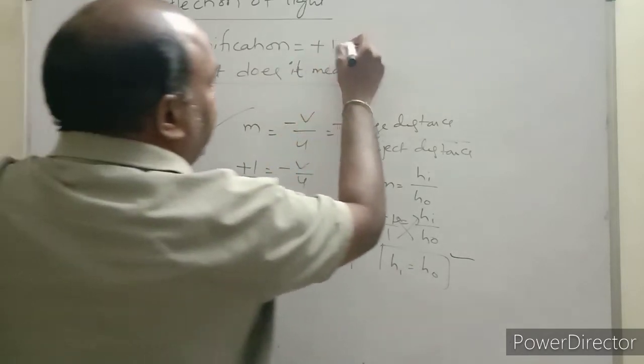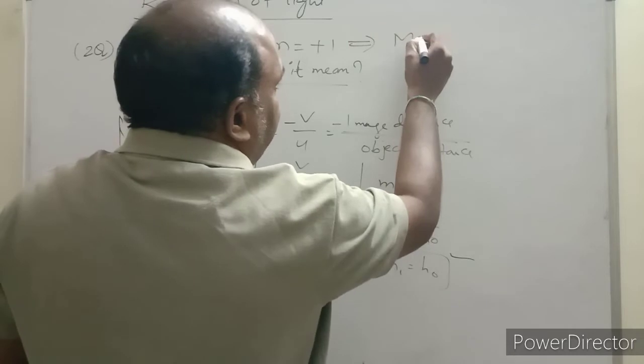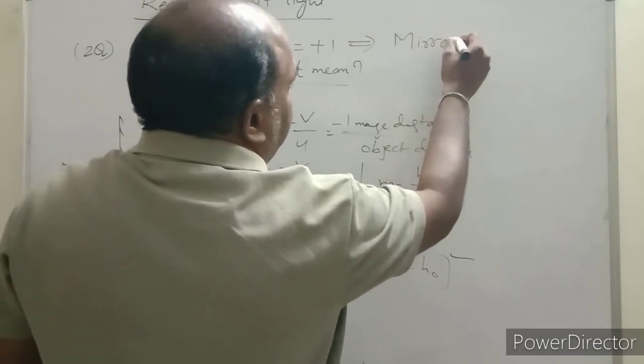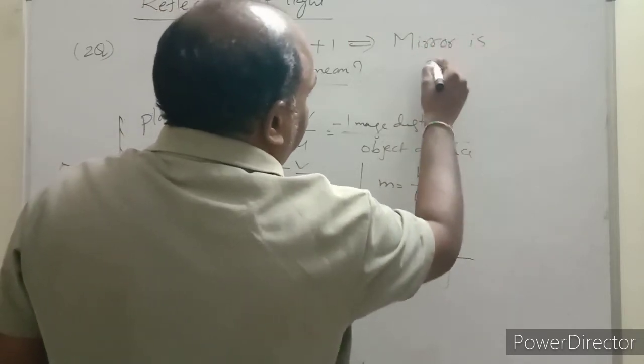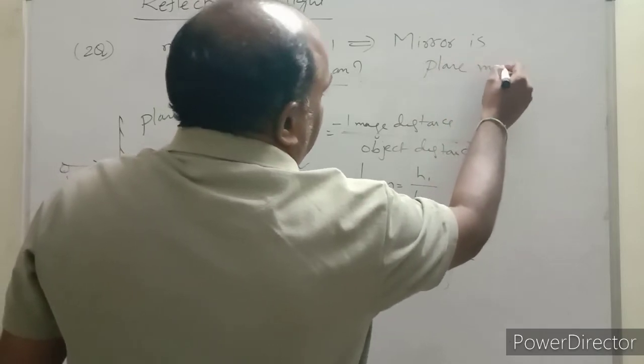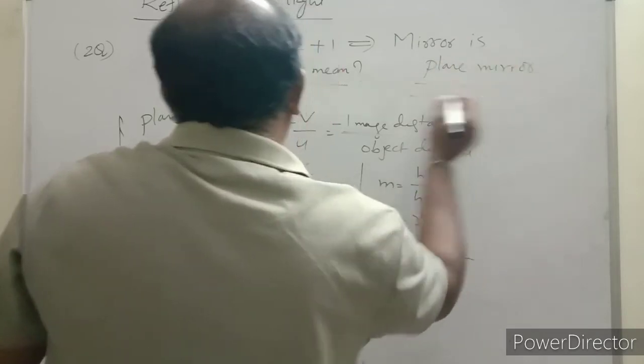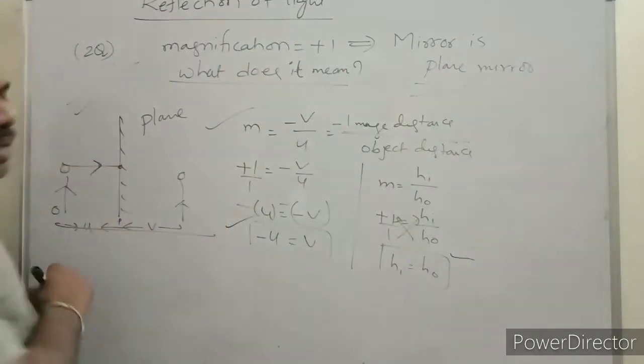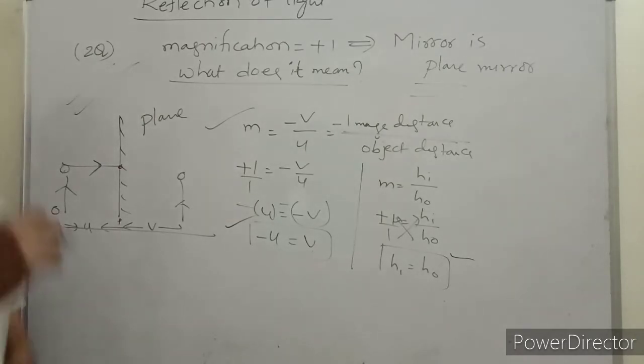Remember, magnification +1 means the given mirror is a plane mirror. In all the remaining mirrors, this condition is not satisfied. Only in the plane mirror is this condition satisfied. Take a snapshot or write notes. We will go to the next problem.